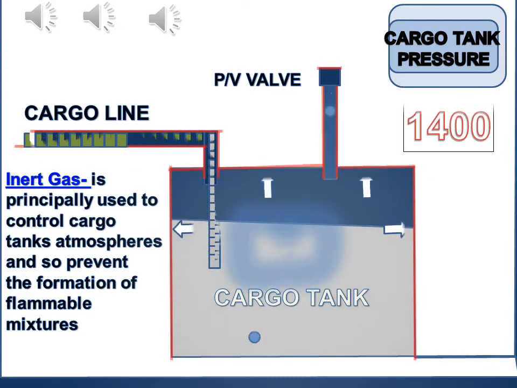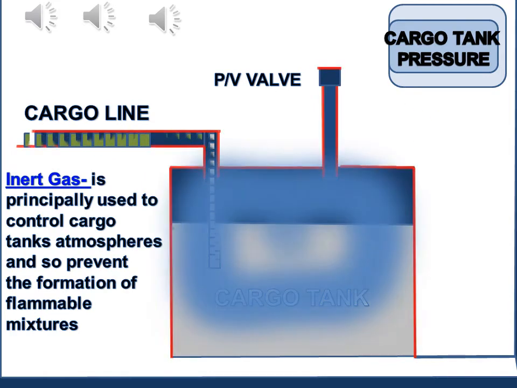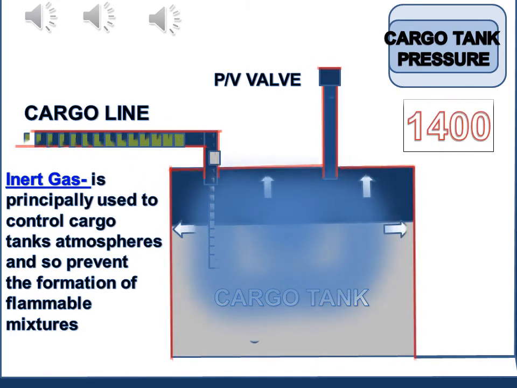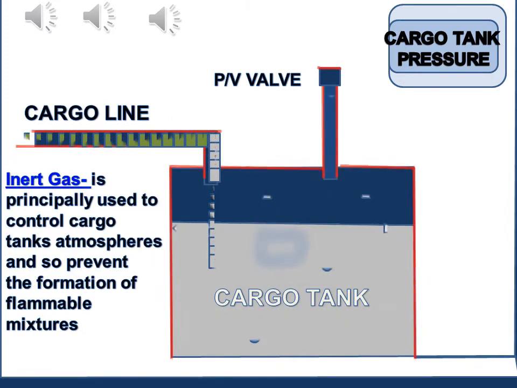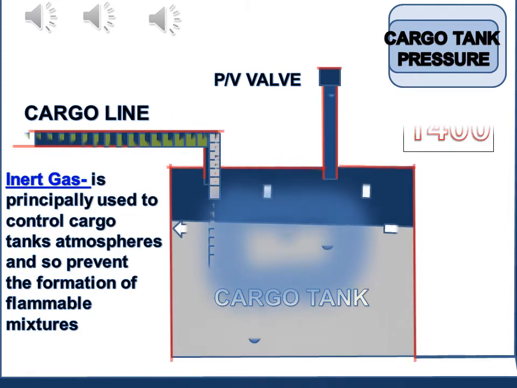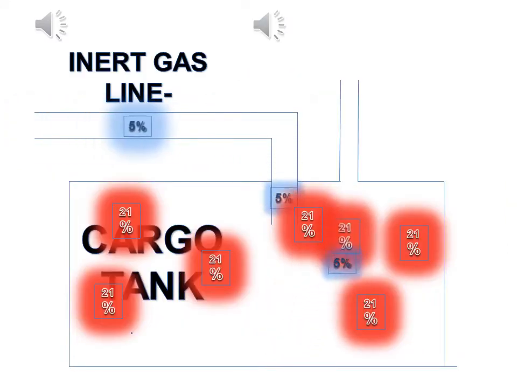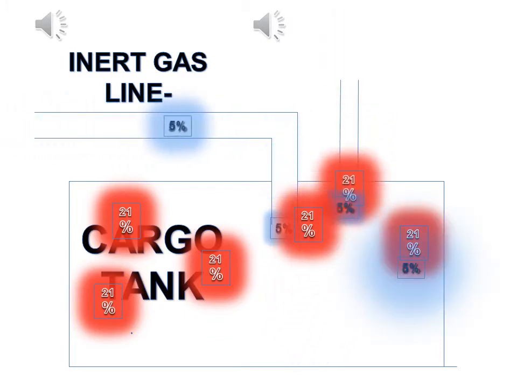Most atmospheric tanks require a venting device that will allow large volumes of vapor to escape under relative pressure, both positive and vacuum conditions. The inert gas system is used to prevent the atmosphere in cargo tanks or bunkers from coming into the explosive range.